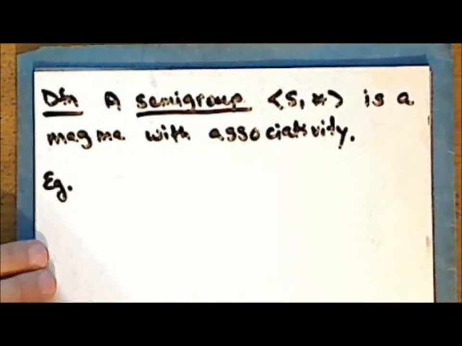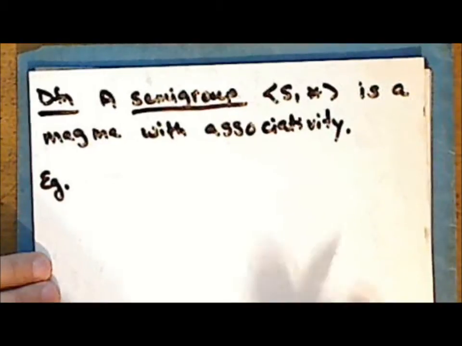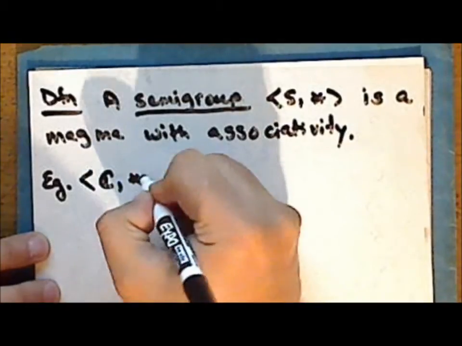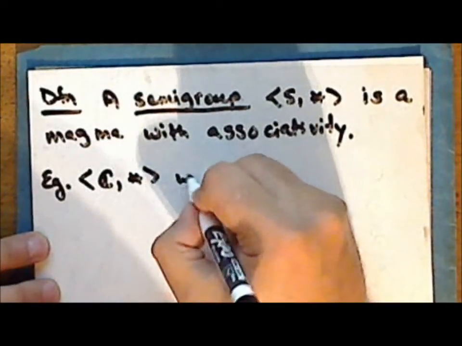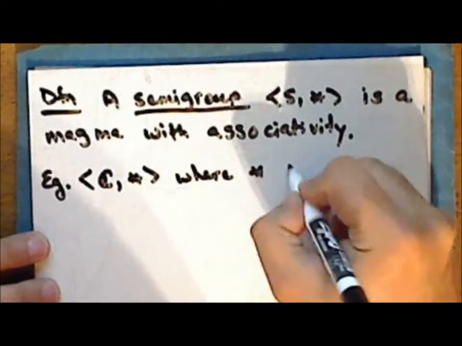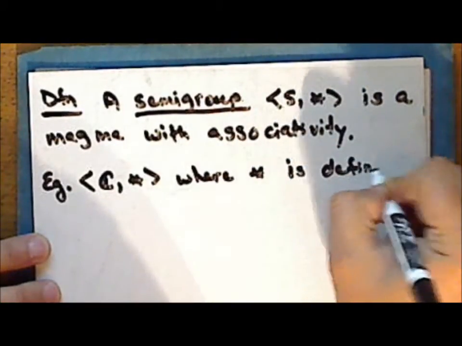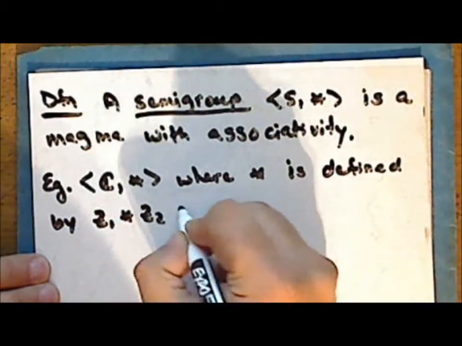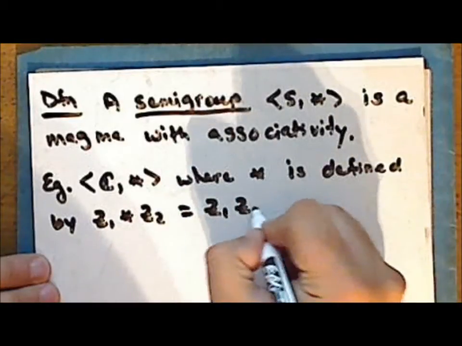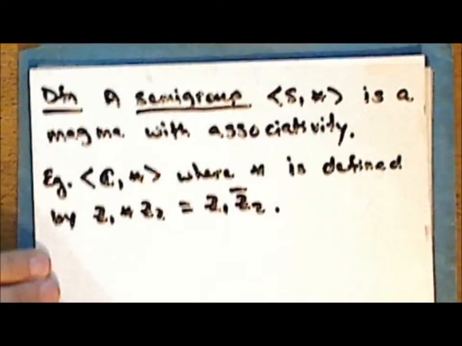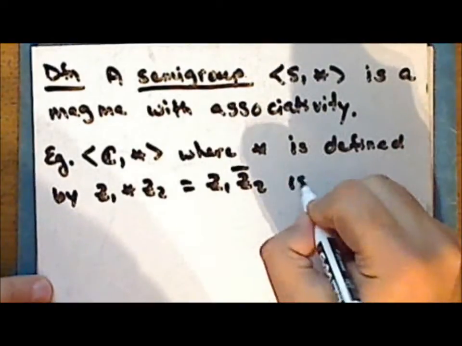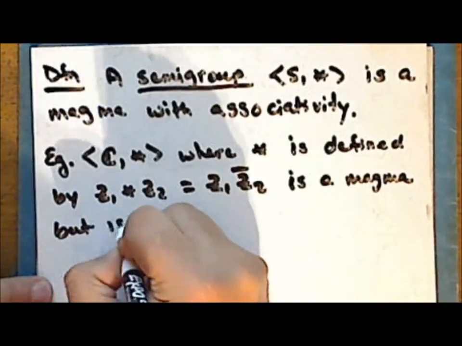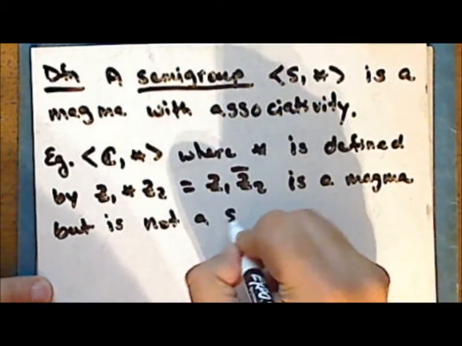First, an example of a magma that is not a semigroup. The set of complex numbers together with the operation star, where star is defined by Z1 star Z2 is the product of Z1 with the conjugate of Z2. The structure is a magma, but is not a semigroup.